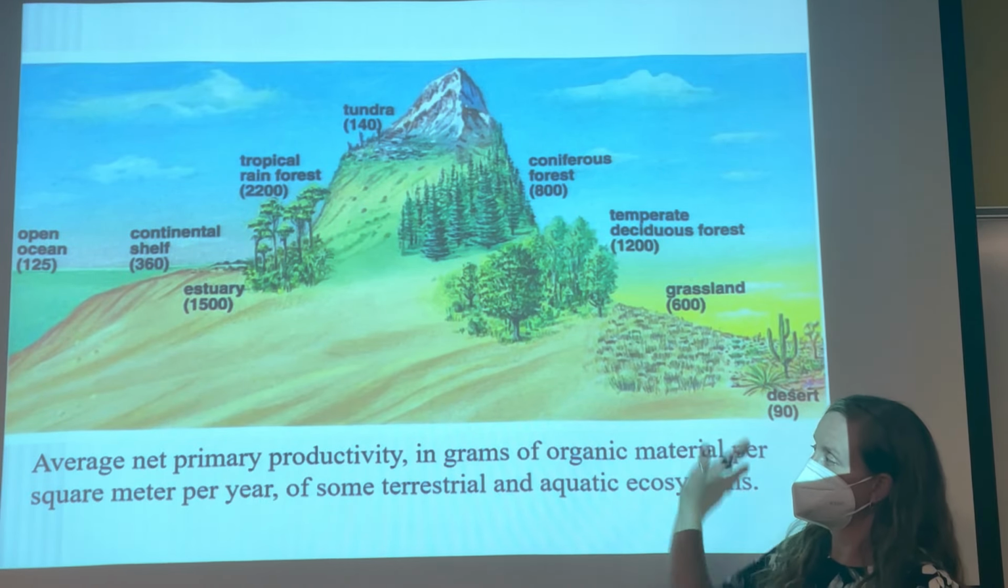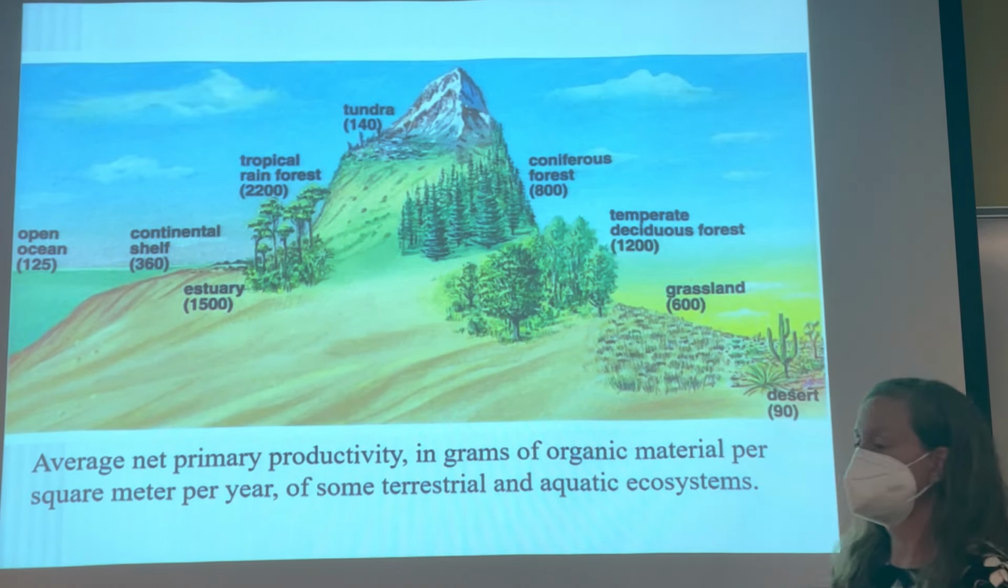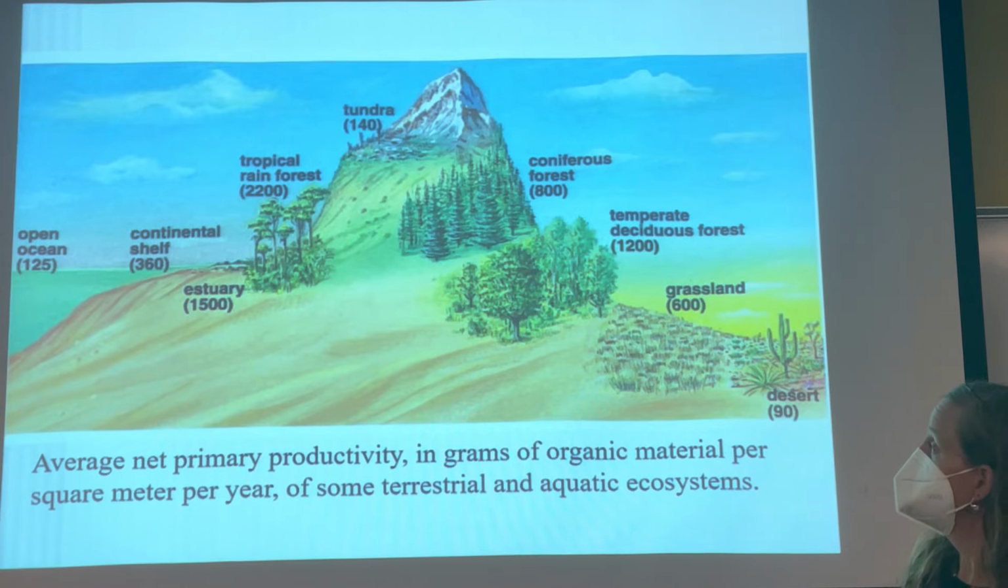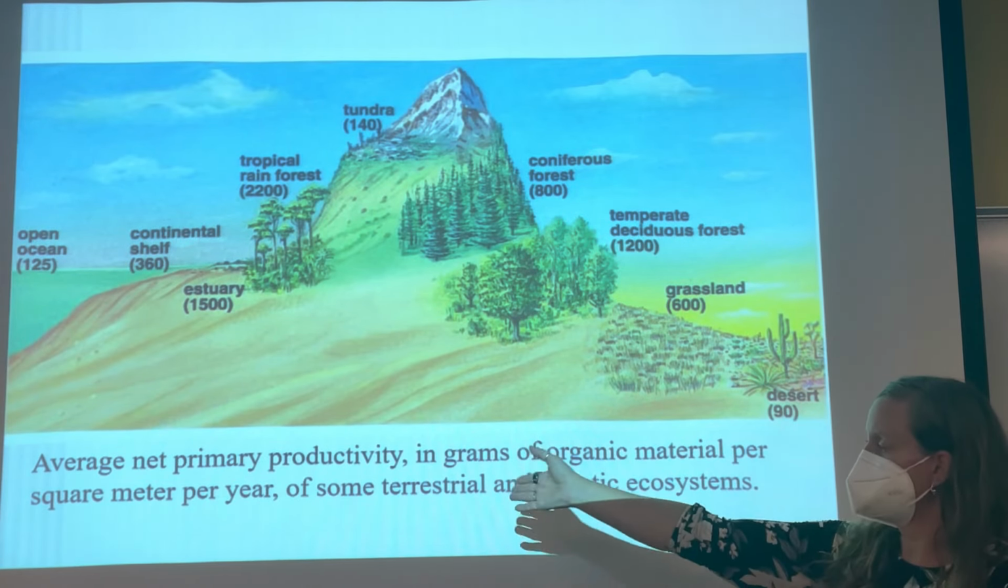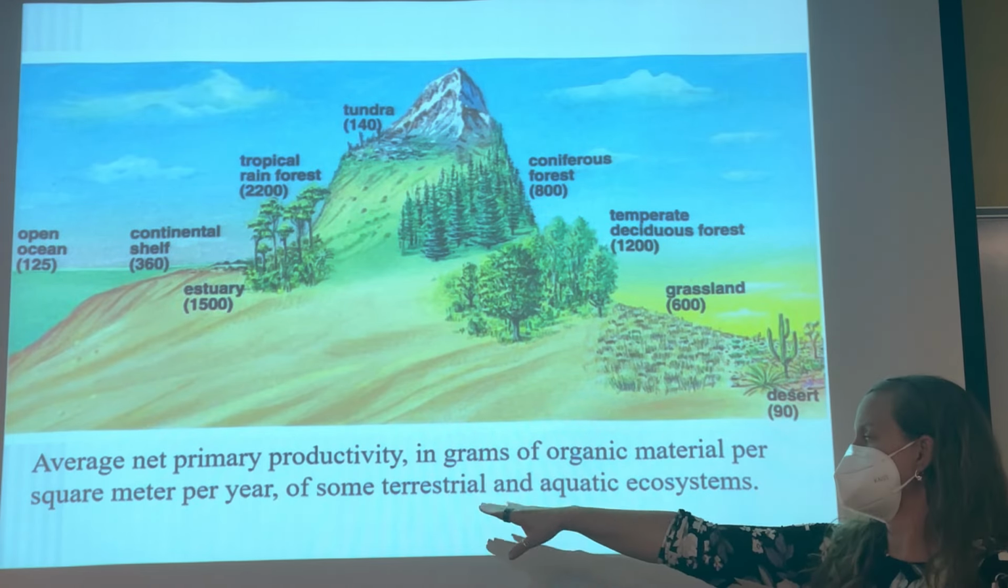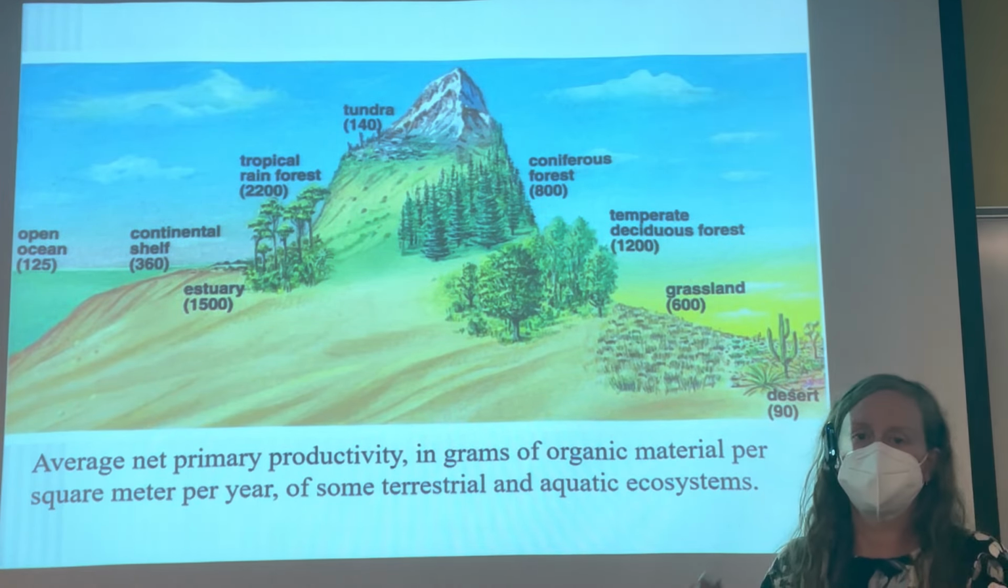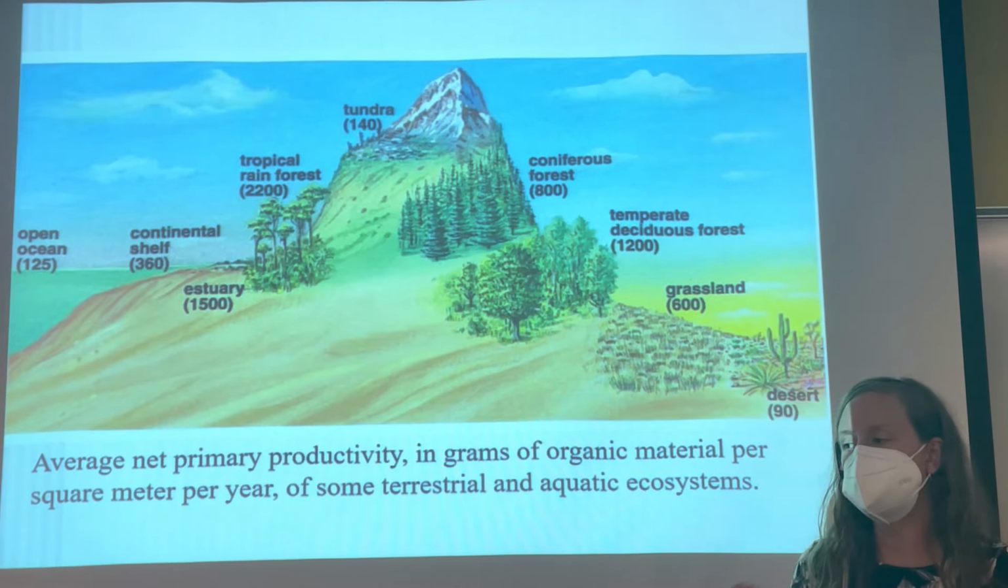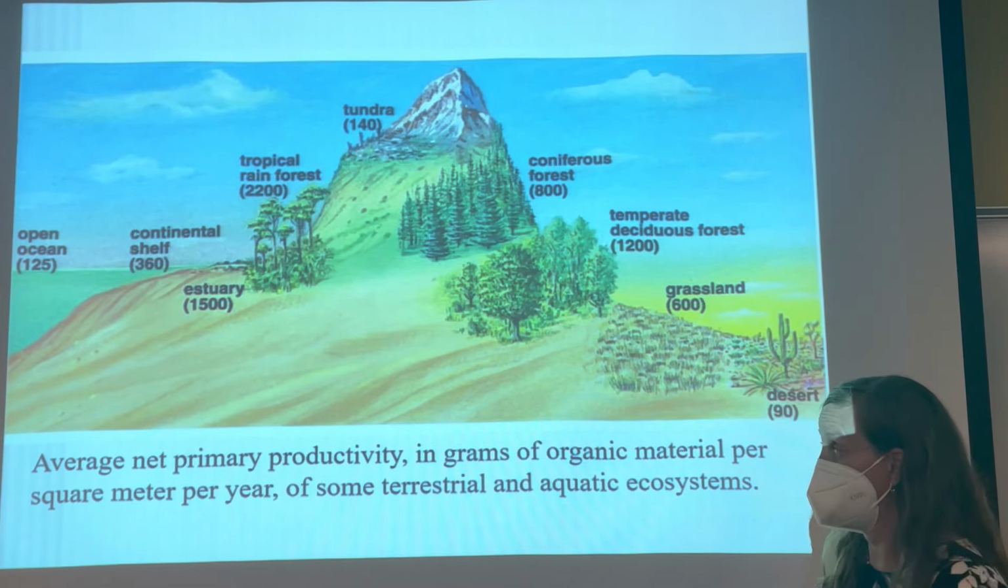If we look at just some of the different ecosystems in the world, we can compare just average net primary productivity. This is in grams of organic material per square meter per year, but let's just look at the numbers and see which numbers are big and which are small, and we can kind of tell which ones are more productive and why.